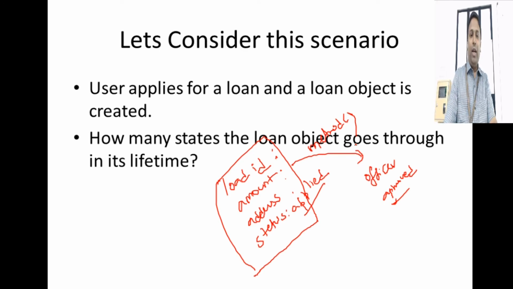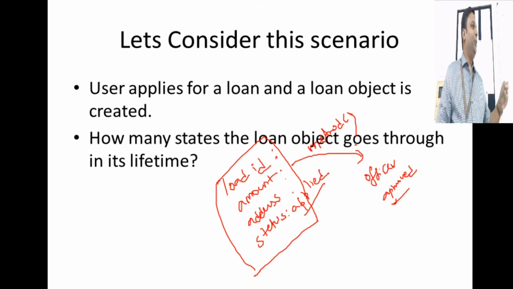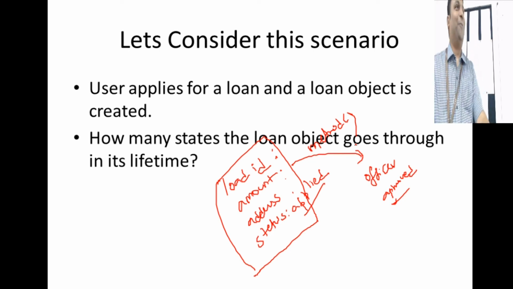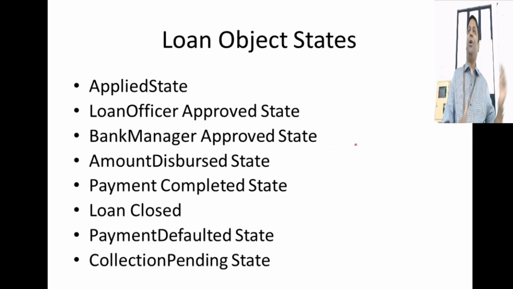So we'll take a look at how many states a loan object goes through in its lifetime. You have to give me the answer. You are working on this project. How many states does a loan object go through? I have given one example here: from applied, it goes to the loan officer approved state. Have you thought about all the states? I have been discussing a lot with you in the requirements phase, and I have told you so many states for the loan object. You should capture that. It's very important. I just wrote some states here, from the applied state to loan officer approved.